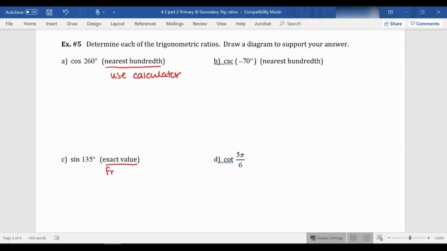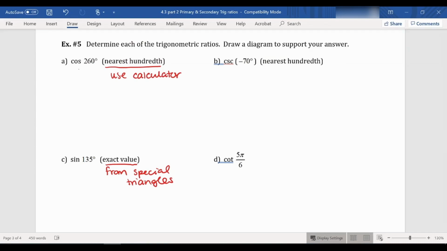So this means from special triangles, which means you should not be using a calculator. You should have a fraction answer. And if you have radicals, you leave those radicals there.